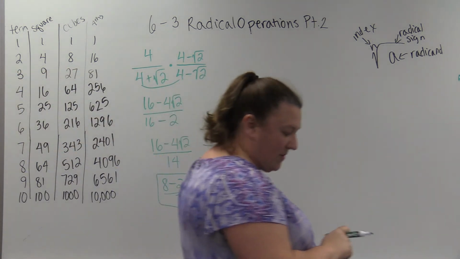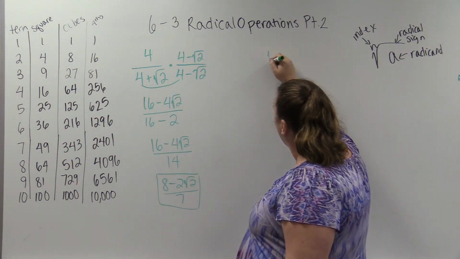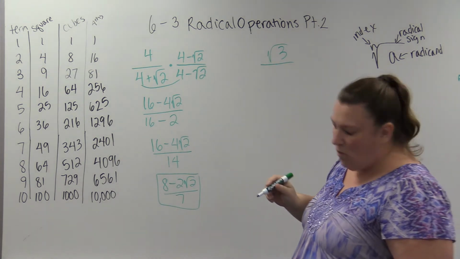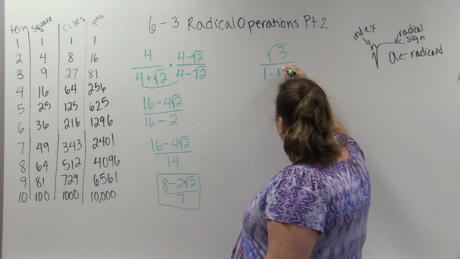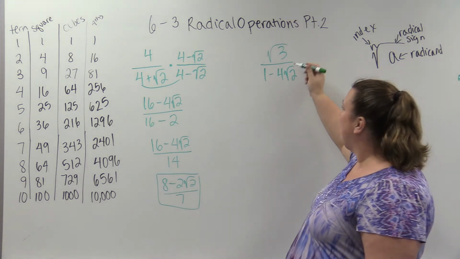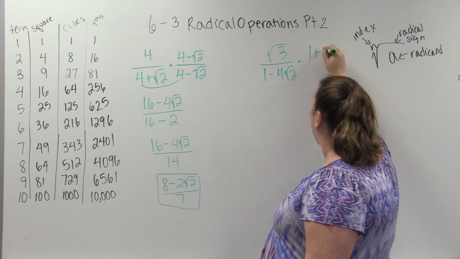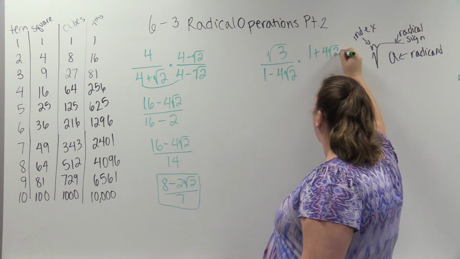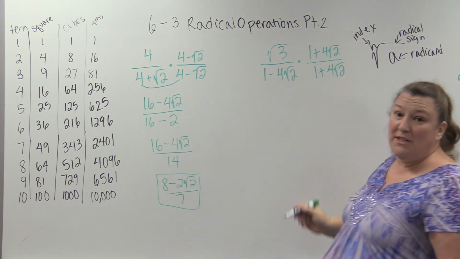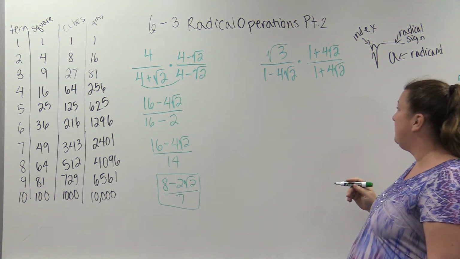Now I'm going to look at another one, which is the square root of 3. And I get 1 minus 4 square roots of 2. The conjugate is 1 plus 4 square roots of 2, so I'm going to multiply by 1 plus 4 square roots of 2 over 1 plus 4 square roots of 2. Remember, this is simply just multiplying by 1.